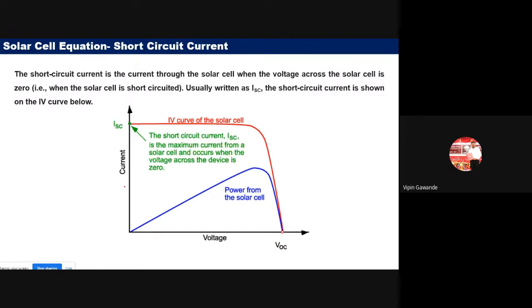Similarly, this is ISC, the short circuit current. I is for the current, and SC is for the short circuit. This is again the maximum current from the solar cell and occurs when the voltage across the device is zero. That means when the voltage is zero, we get ISC. And when the current is zero, we get the maximum open circuit voltage.